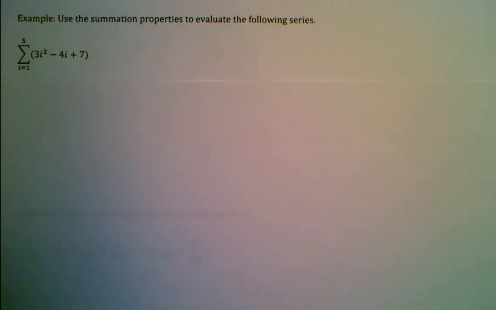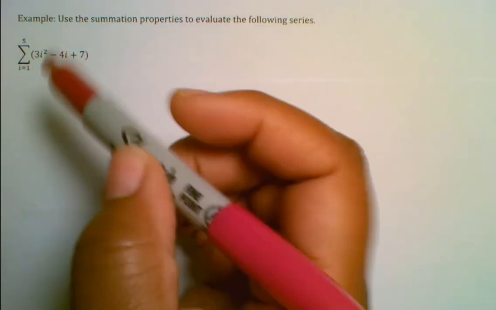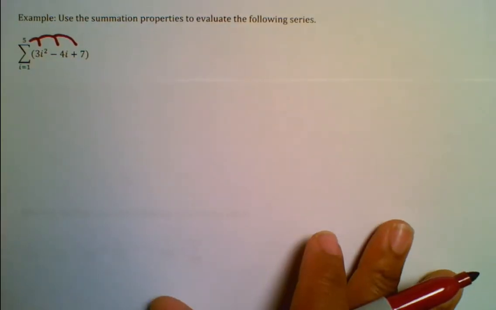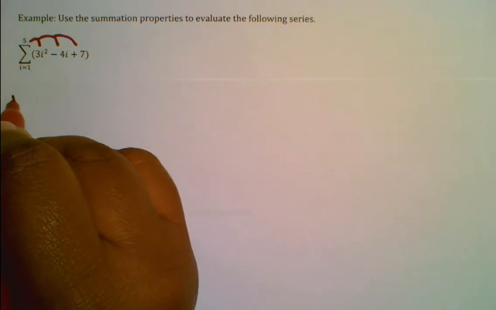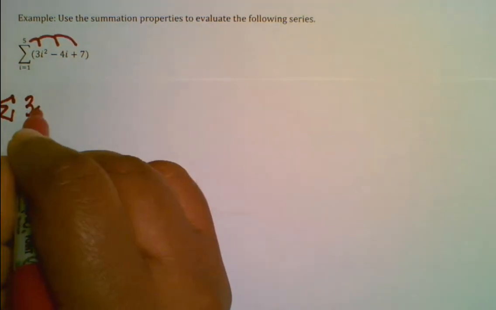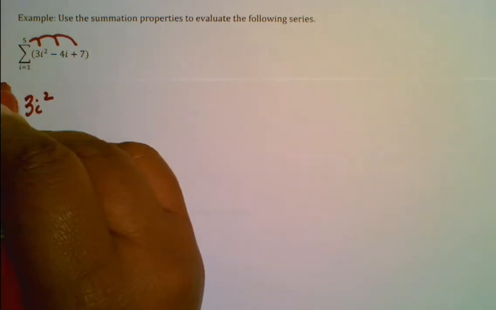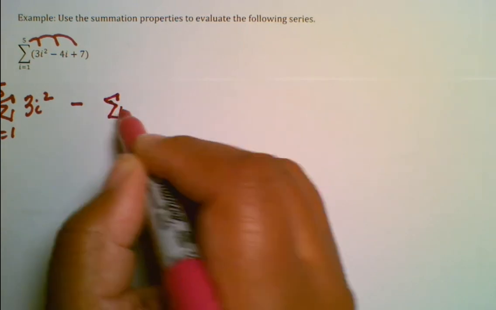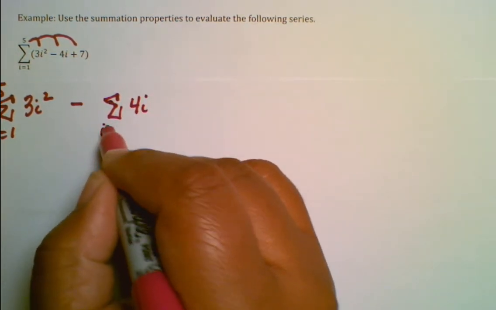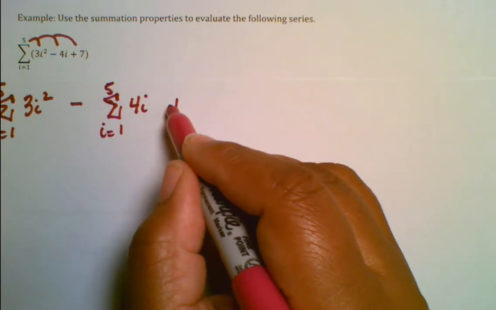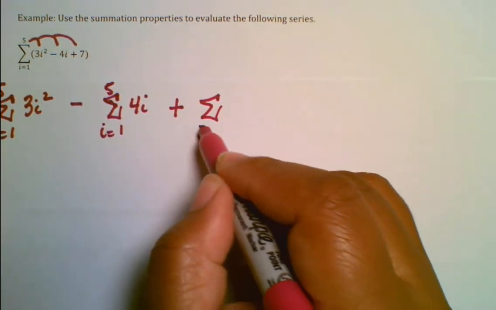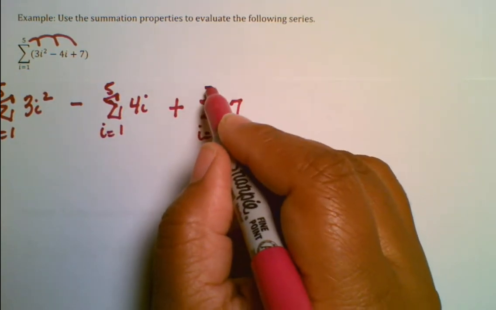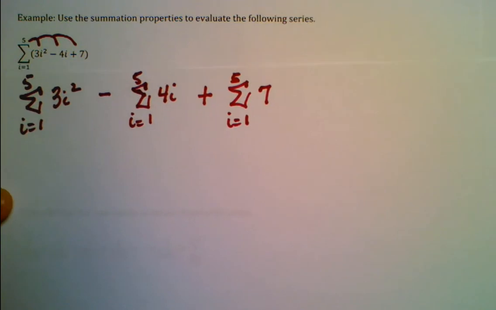So we have here, first of all, we're going to take the summation and we're going to distribute that. So here we go. The summation of 3i squared as i goes from 1 to 5, minus the summation of 4i as i goes from 1 to 5, plus the summation of 7 as i goes from 1 to 5.